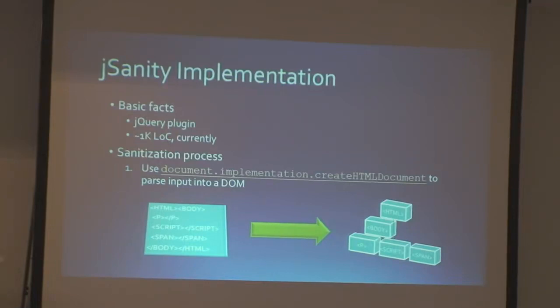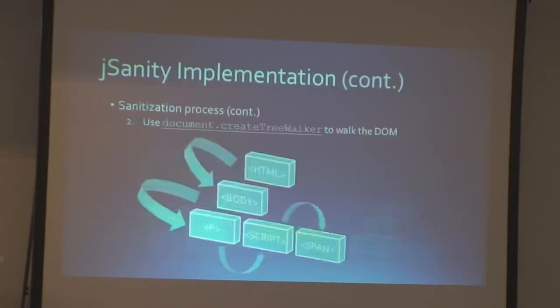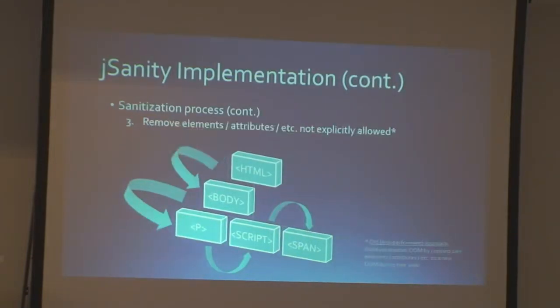It's a jQuery plugin, as I mentioned. It's about 1,000 lines of code. I'm just going to walk through the process of what it does really, really quickly. There's about 5 steps. First step is to use the create HTML document API to parse markup into a DOM. So you have the raw markup, it winds up in a DOM structure. Then you walk through using the TreeWalker API, and as you do that, you remove things that you don't want.